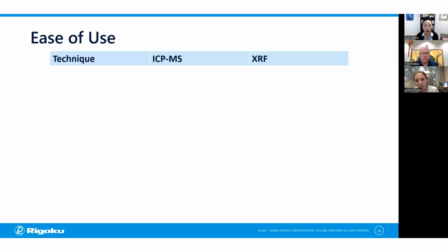And while we can analyze most of the periodic table, ease of use is a huge contributing factor for why I see a lot of individuals moving to XRF over things like ICP. So one of these is going to be prep time. So typically sample prep is going to take minutes. I'll say 5 to 15 minutes.